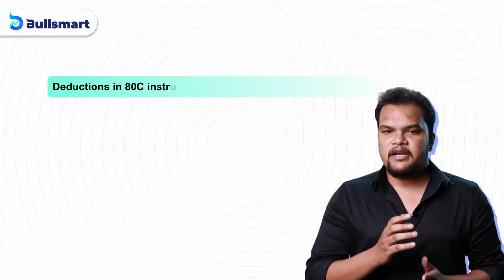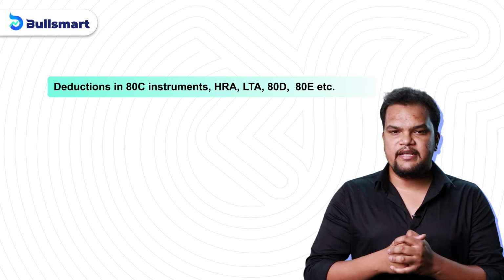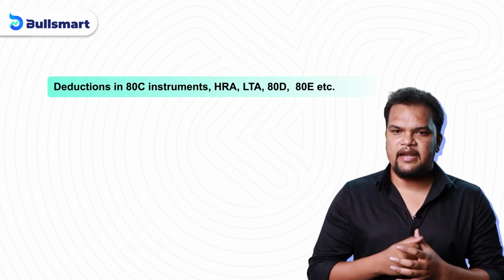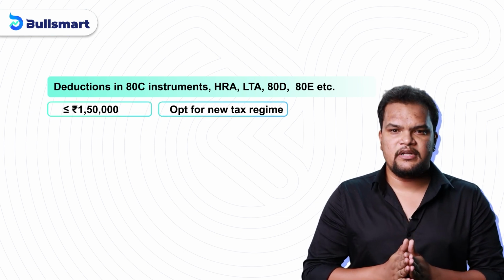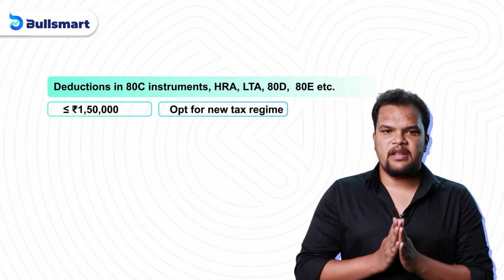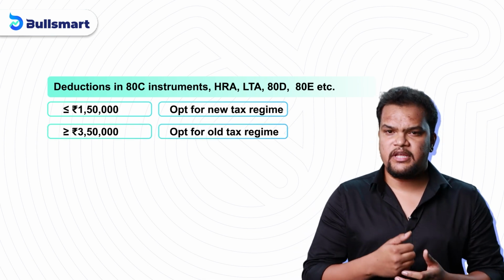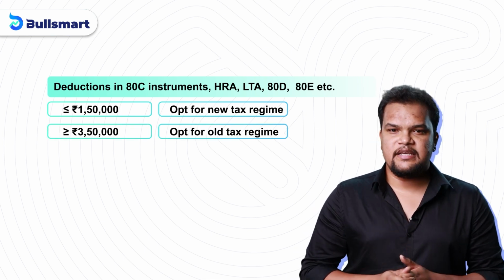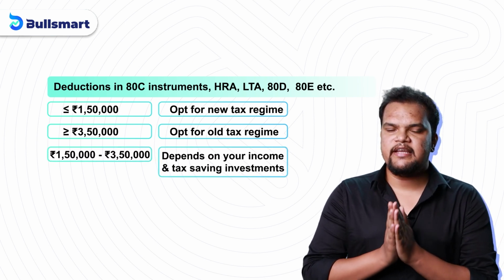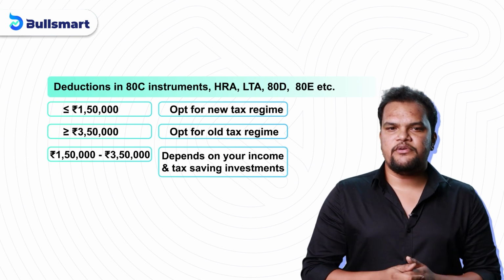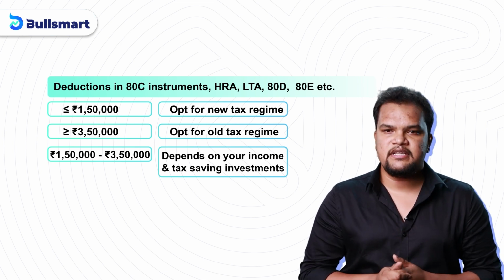Now if you are wondering whether old or new tax regime will be good for you, I can make it simple for you with some rough estimates. If your deductions through investments in 80C instruments, HRA, LTA, 80D, 80E, etc. are less than 1.5 lakh in total, then the new tax regime will be beneficial for you. If your deductions are more than 3.5 lakh, old tax regime will be very beneficial for you. And if your deductions lie between 1.5 lakh and 3.5 lakh per year, then it depends on your income and tax-saving investments that you have chosen.